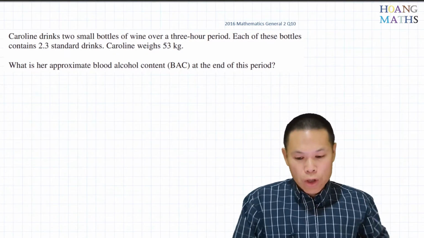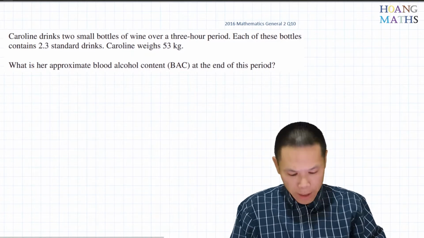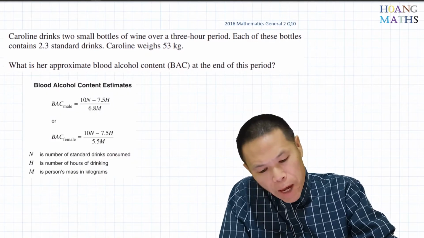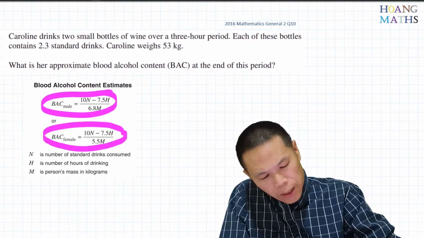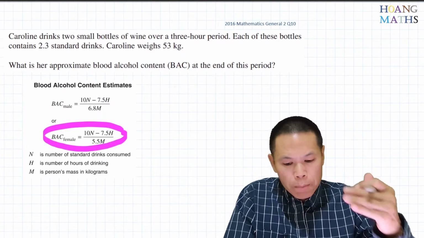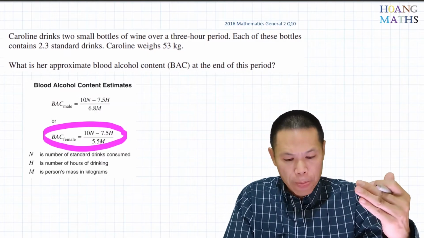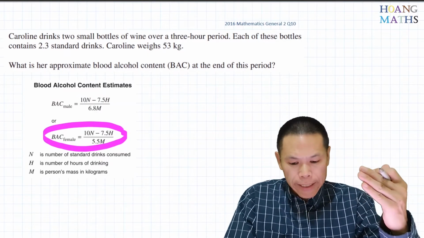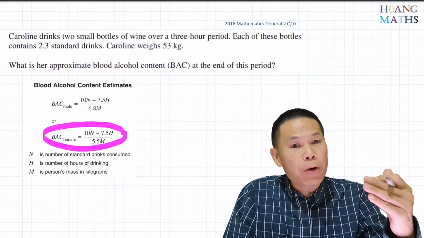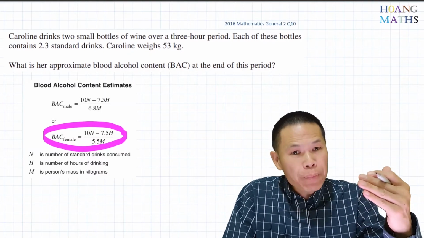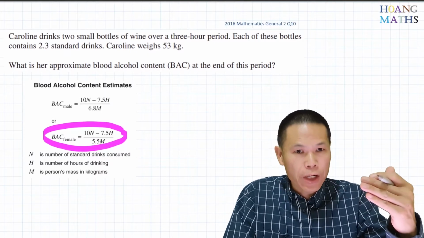So first of all, we know that the formula given is this. And for male it is this formula, and for female it is this. So therefore, we choose blood alcohol for female. And we know that N is the number of standard drinks, H is the number of hours drinking, and M is the mass of Caroline.